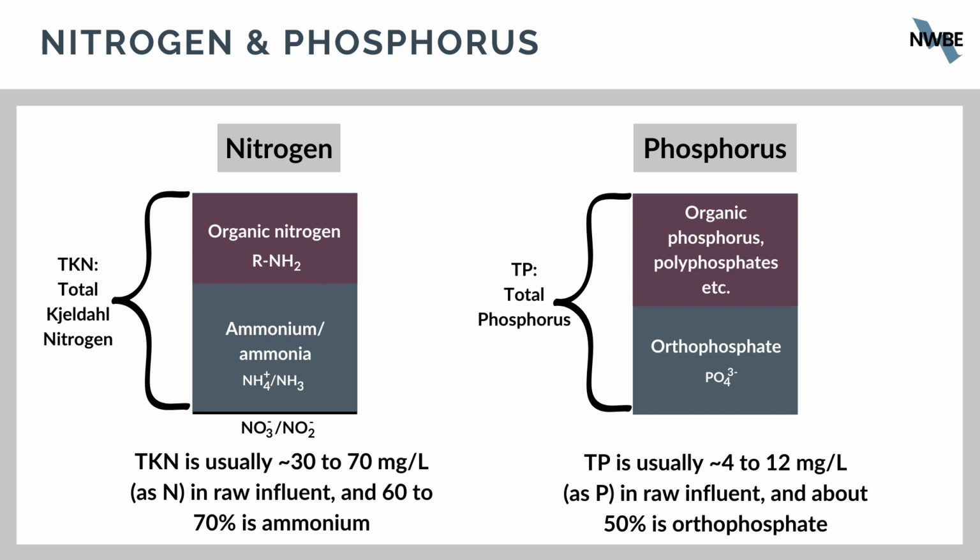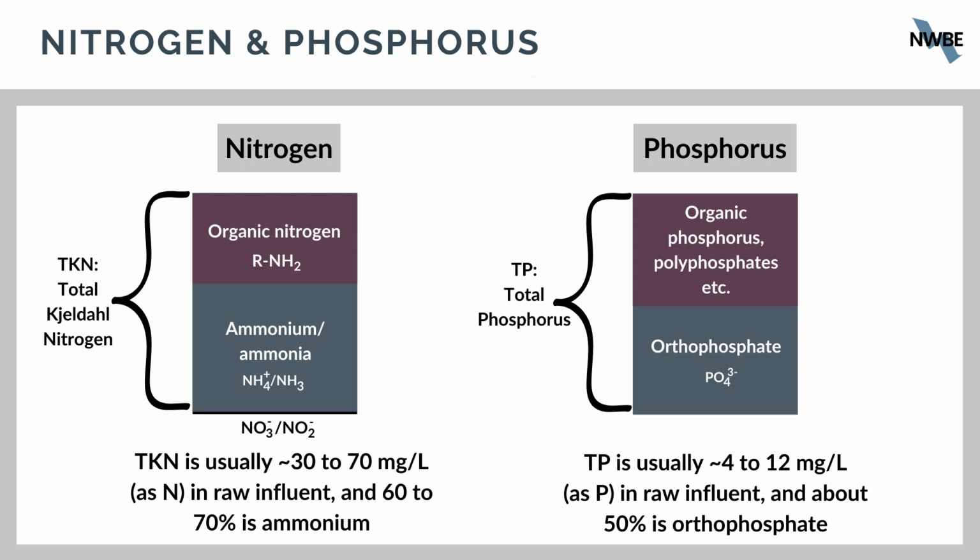I am showing here a little sliver of nitrate and nitrite, that's NO3 minus and NO2 minus, but in reality, there's usually no nitrate or nitrite in raw influent because the sewer is a reducing environment. And so nitrate is an electron acceptor. It can be used for respiration by many bacteria, but because of the conditions in the sewer, it's usually been used up by the time it gets to the treatment plant.